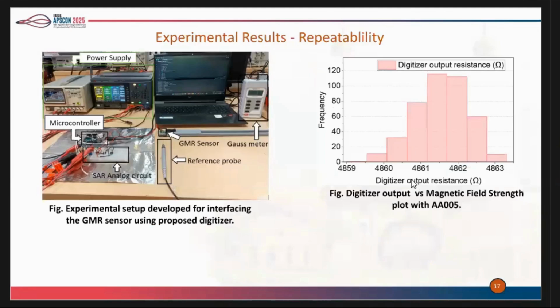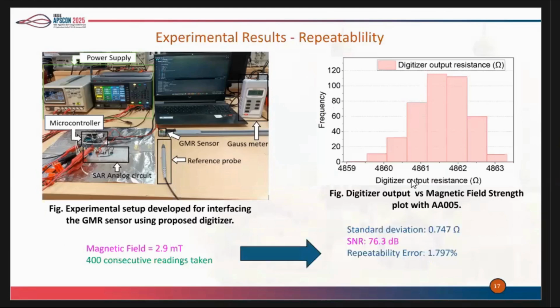We also performed a repeatability test for this setup. We fixed the magnetic field at 2.9 millitesla and 400 consecutive readings were taken. The standard deviation was 0.747 ohm. The SNR was 76.3 dB and the repeatability error was 1.797%.